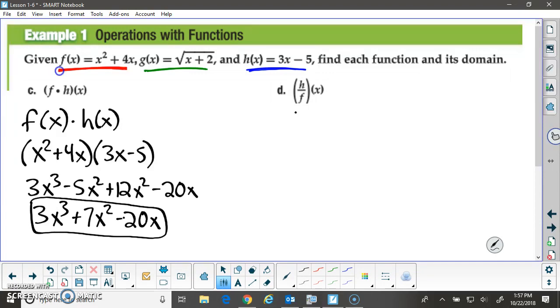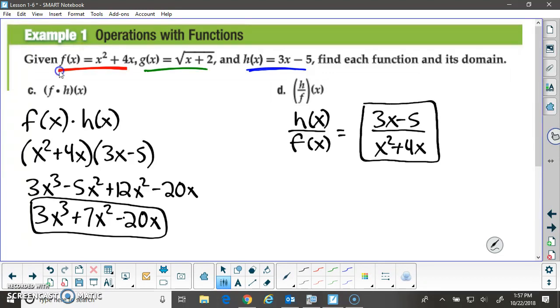Part D now is saying take h of x and divide by f of x. If we were to do that, we'd have 3x minus 5 in the numerator. The denominator would have x squared plus 4x. Cannot do any simplification there. Now when we talk about the domain, on part C, your domain would be all real numbers, because there are no fractions and there are no square roots.